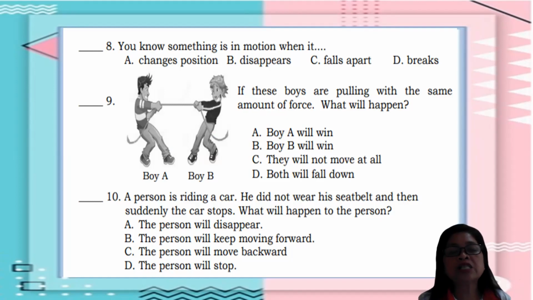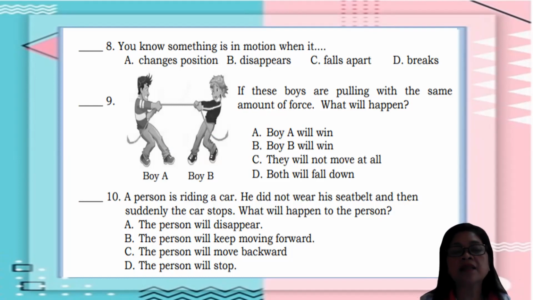Number 10, a person is riding a car. He did not wear his seatbelt and then suddenly the car stops. What will happen to the person? A, the person will disappear. B, the person will keep moving forward. C, the person will move backward. And letter D, the person will stop.